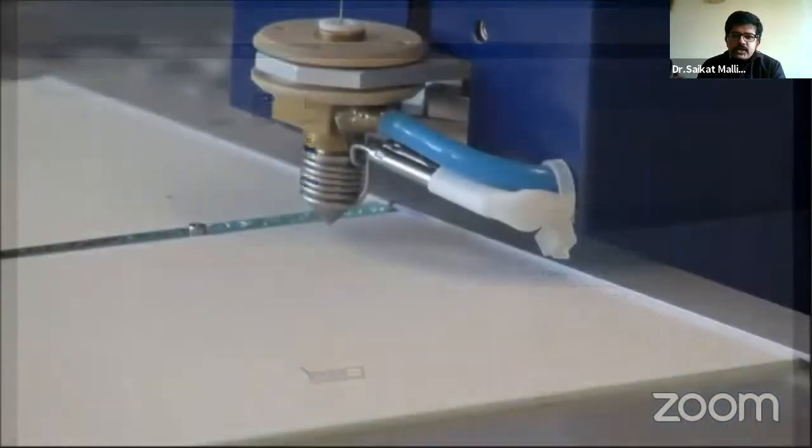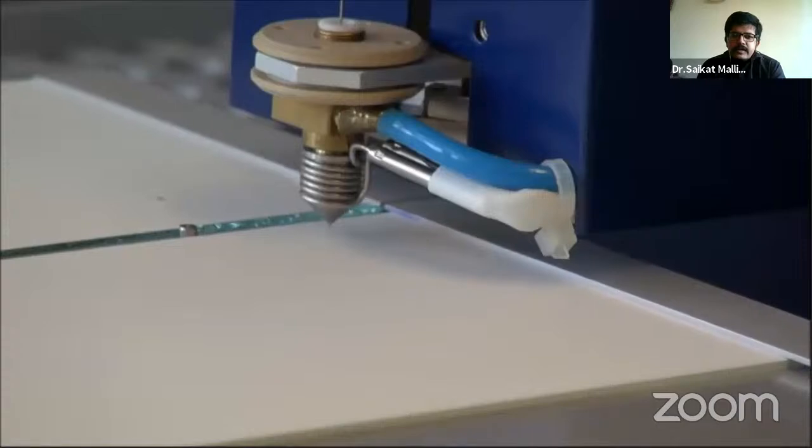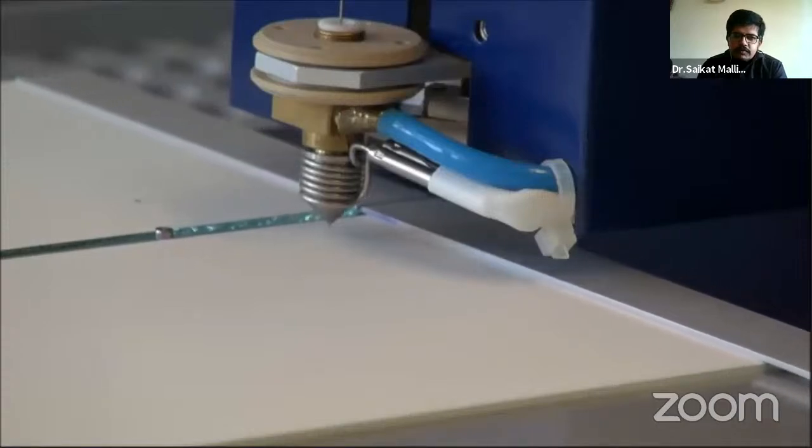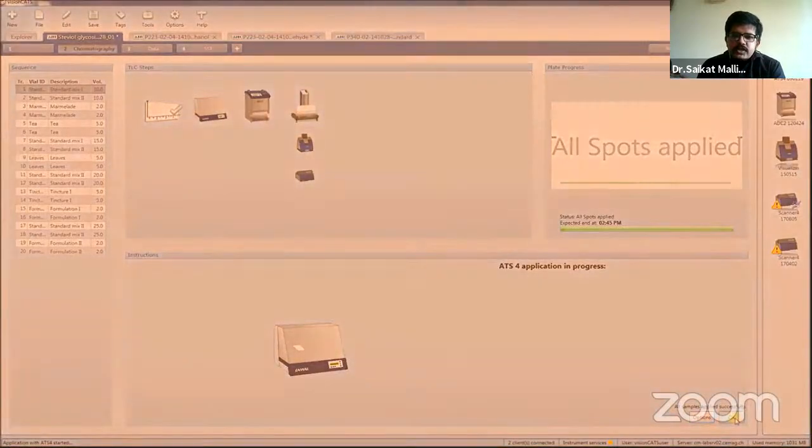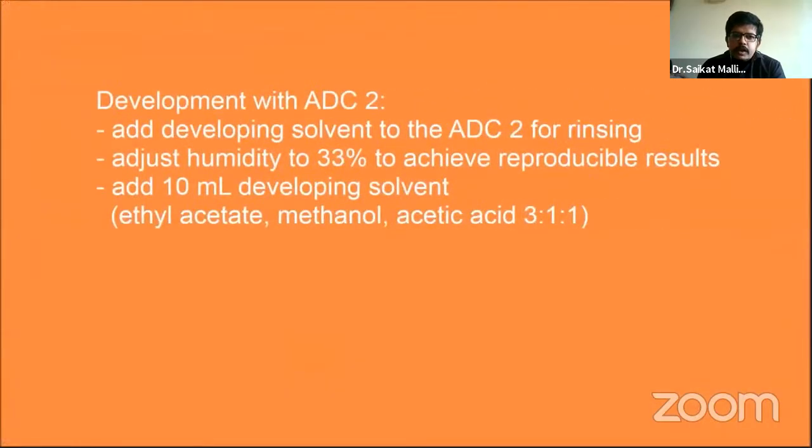The process of application starts onto the applicator. The application is happening onto a stationary phase. This band is applied. So all the application is done. You have to click OK. Now you come out.